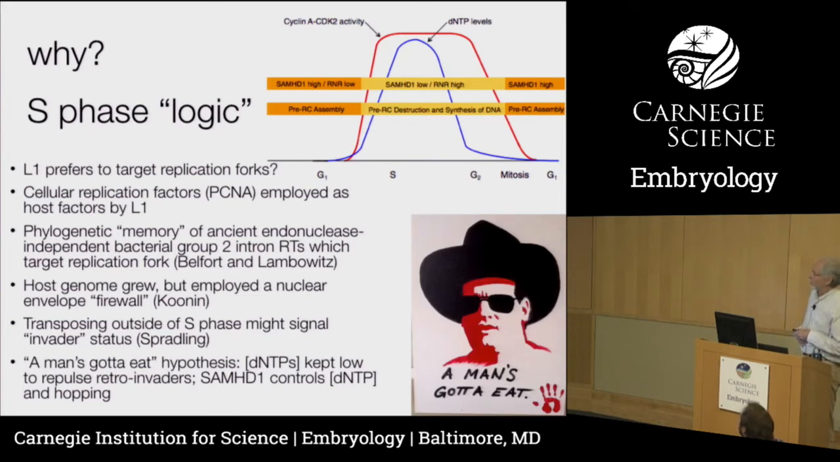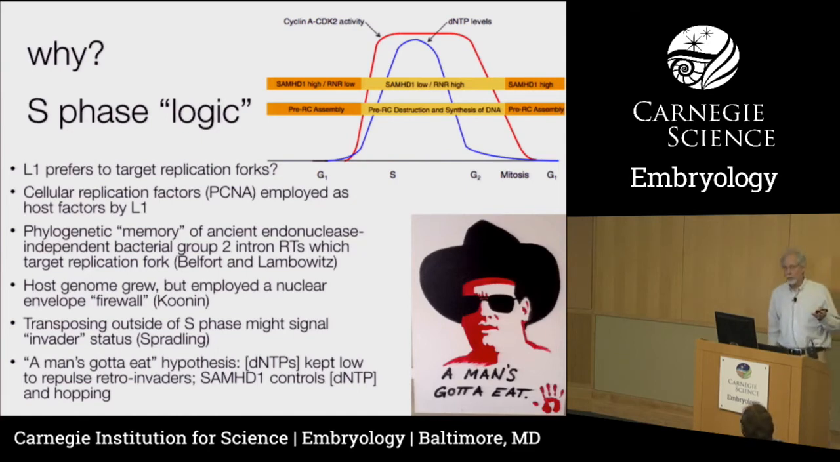Koonin has hypothesized that as the host genome grew due to constant invasion, this eventually evolved into the nucleus as a firewall against mobile elements. And so perhaps it's using a window of opportunity right after mitosis to get into the nucleus. And I just heard a new hypothesis from Alan in the introduction, which was that if you transposed outside of S phase, that might provide a signal that you're an invader, so that would be a bad thing. And finally, I like to call the man's got to eat hypothesis.